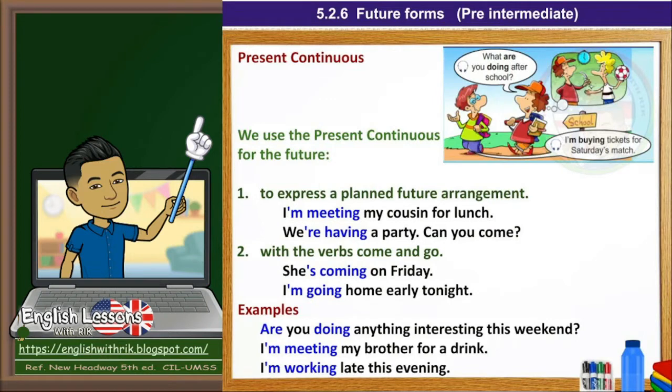Present continuous. We use the present continuous for the future to express a planned future arrangement. I'm meeting my cousin for lunch. We're having a party. Can you come? With the verbs come and go. She's coming on Friday. I'm going home early tonight.